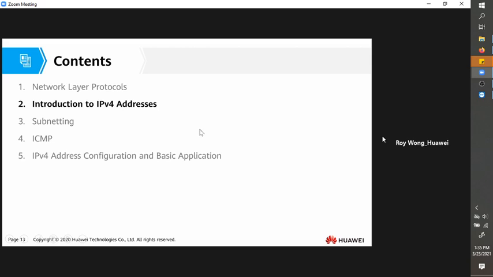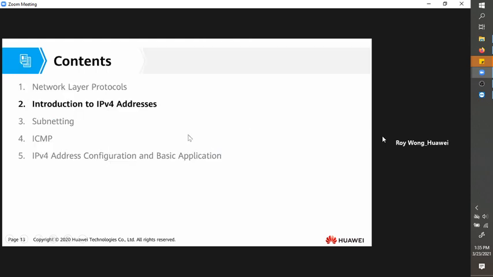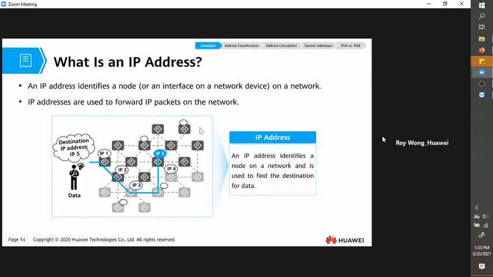Okay, then the next is the IPv4 address. What is an IP address? An IP address identifies a node or an interface on the network device. IP addresses are used to forward IP packets on the network.